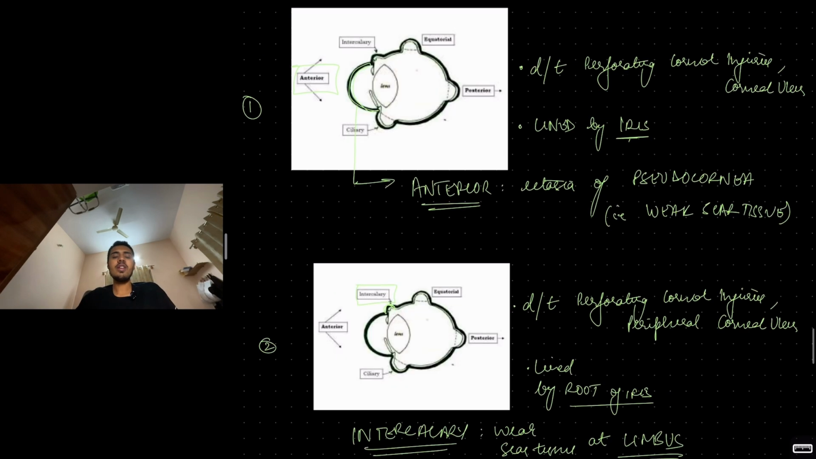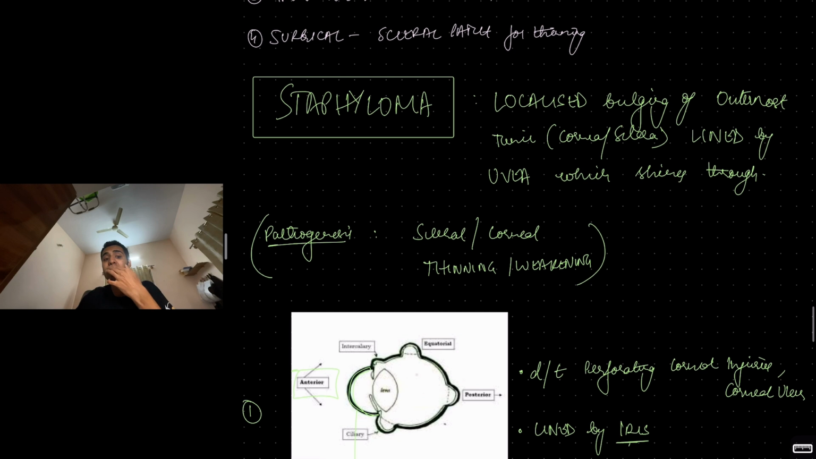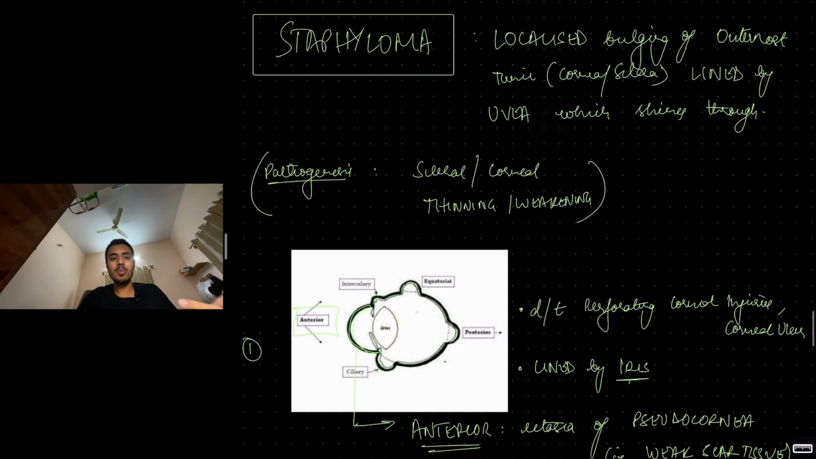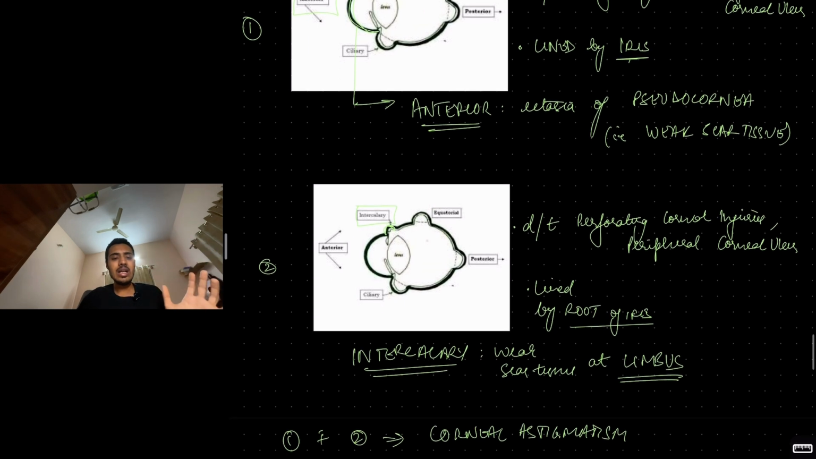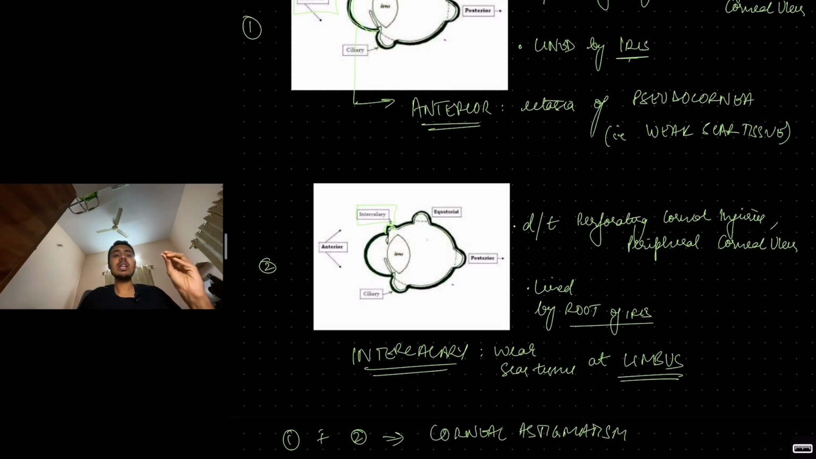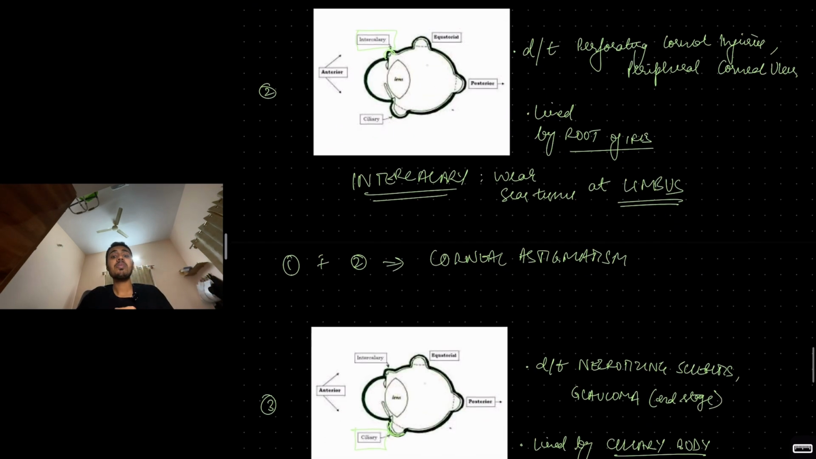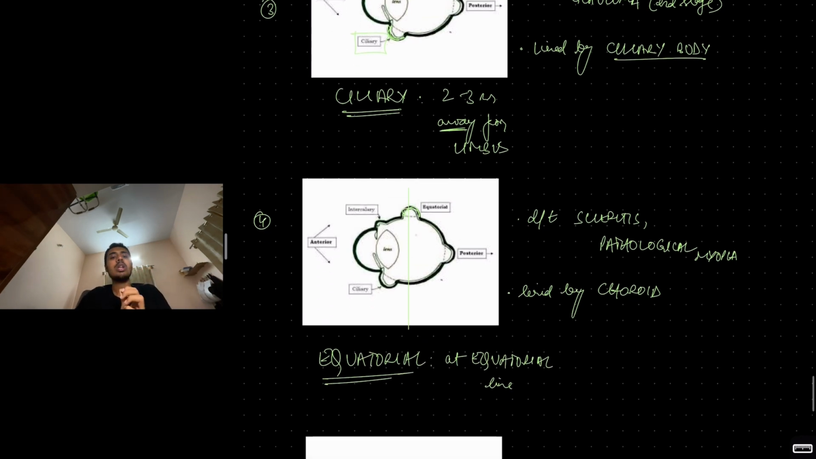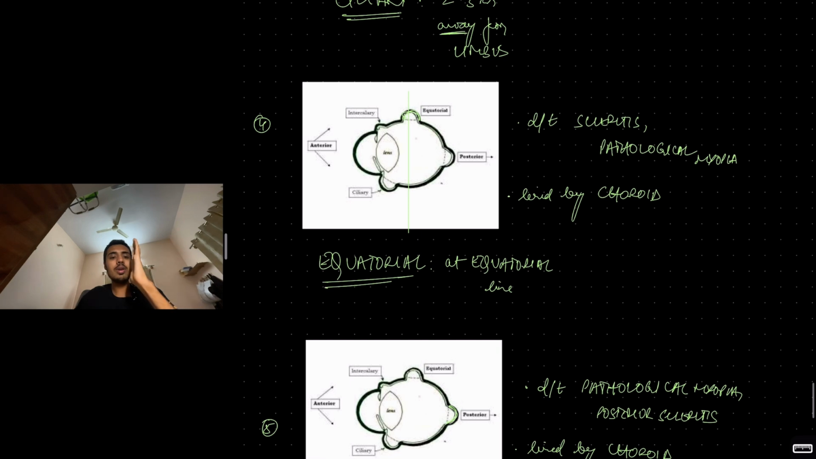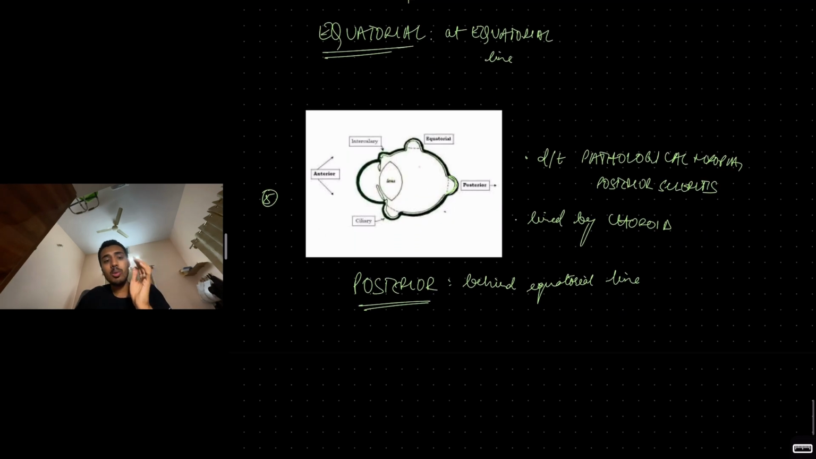So what is staphyloma? Localized bulging or outpouching of the outermost tunic, either sclera or cornea, lined by the uvea, where the uvea shines through because of thinning, weakening. You can have anterior staphyloma and intercalary staphyloma. Anterior staphyloma in the cornea, intercalary staphyloma at the limbus, where the pseudocorneal scar tissue bulges out. Then you can have ciliary staphyloma 2 to 3 mm away from the limbus. You can have equatorial staphyloma along the equatorial line. You can have posterior staphyloma behind the equatorial line.